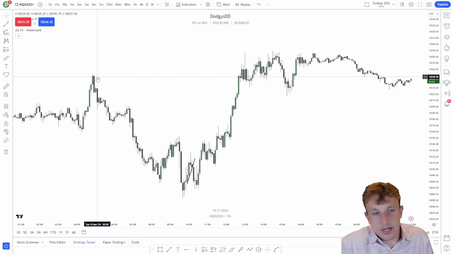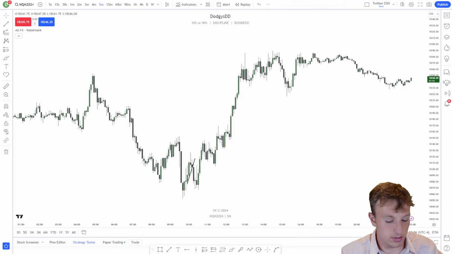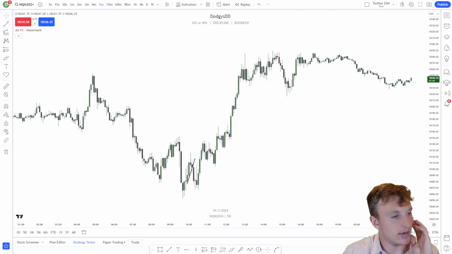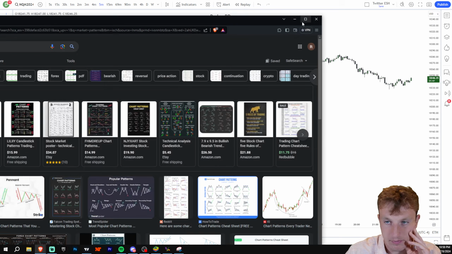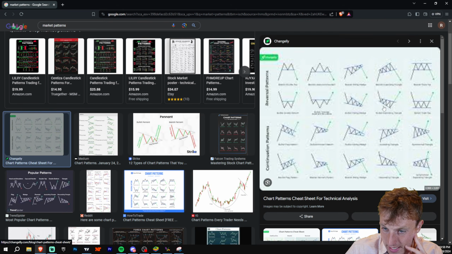So, with that being said, I'm going to introduce something new. I'm going to introduce something called market patterns. All right, there's a lot of different patterns. You can find a lot of these cheat sheets. Here's an example. You got bearish double top, bearish head and shoulders, bearish rising wedge, bearish expanding triangle, bearish triple top.